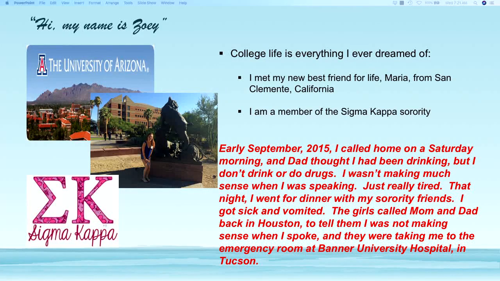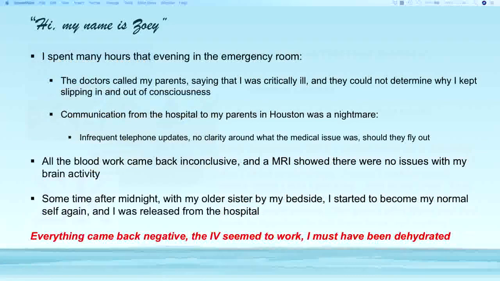That night, I went out for dinner with my sorority friends, and I got sick and vomited after eating. The girls called my mom and dad back in Houston to tell them I was not making sense when I spoke, and they were taking me to the emergency room at Banner University Hospital in Tucson, Arizona. I spent many hours that evening in the emergency room. The doctors called my parents saying I was critically ill and they could not determine why I kept slipping in and out of consciousness.